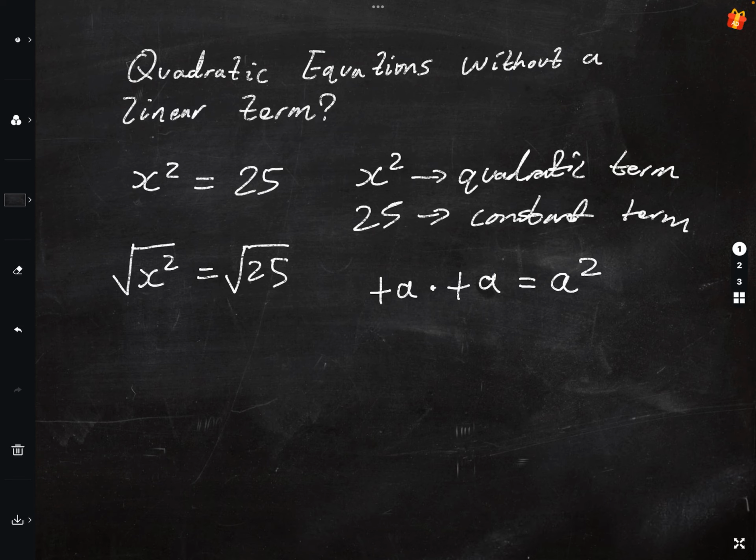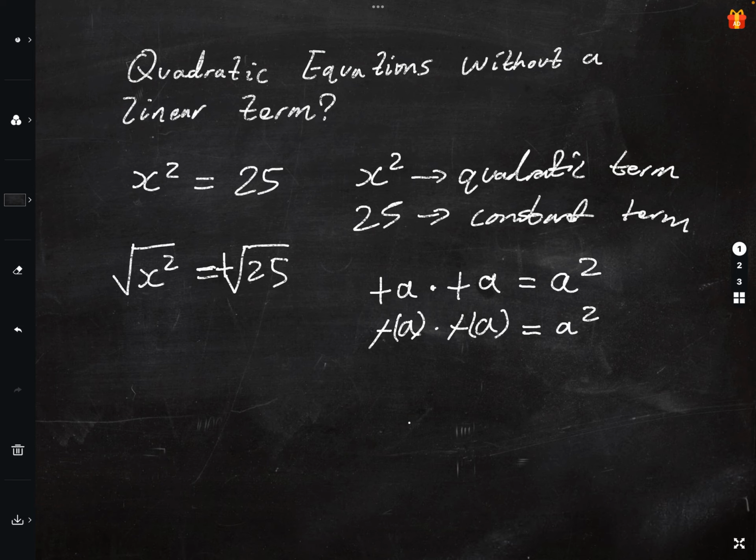However, negative a times negative a is also going to get us a squared, because the two negative signs cancel each other out and we will be left with a squared once again. So for 25, there are two possible numbers, one positive and one negative, that can reach 25 after being squared.